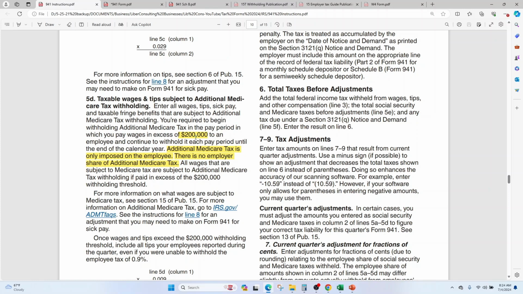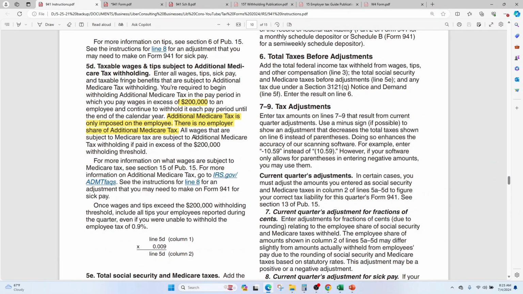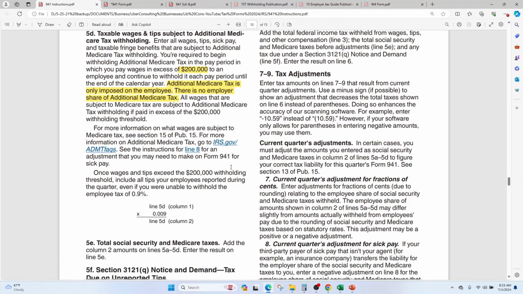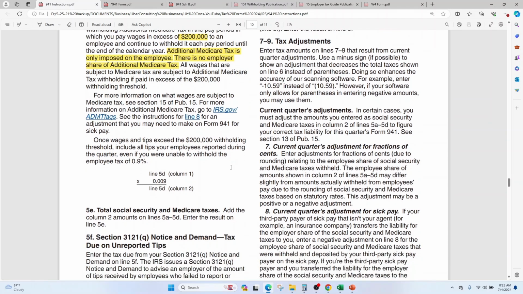But then on the portion of the amount that is over $200,000, you withhold an additional 0.9% from the employee's wage. So it's good to track the payroll in a cumulative way, so that when you reach that threshold, you start withholding an extra 0.9% from the employee's payroll. But you, the employer, do not pay that extra additional Medicare tax.